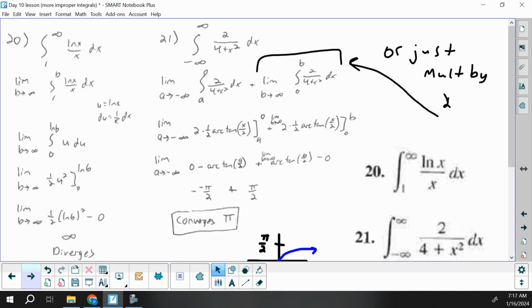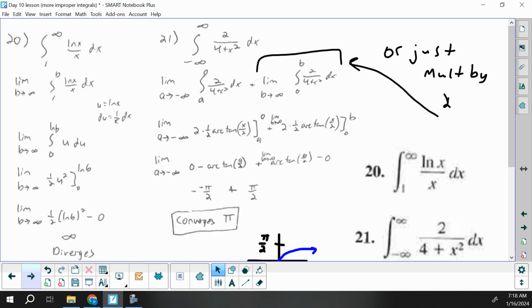In 21, there was 2 ways to do this. So because we had bounds of negative infinity and infinity, you had to pick some number in the middle to split it up. I chose to split it up at 0 because I thought that would be pretty easy. Now because 2 over x, 4 plus x squared is an even function, you could have just done the 0 to infinity and then doubled your value. That's an option. I showed it here as doing the negative infinity to 0 and 0 to infinity separately. But again, you could have doubled it because it was an even function.